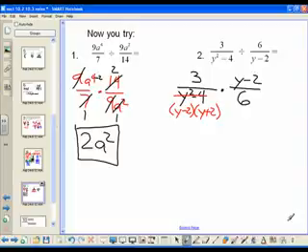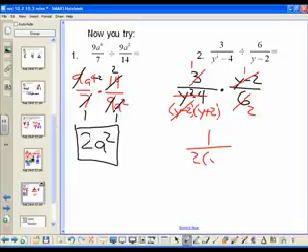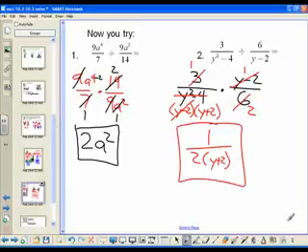So when we do our simplification, this cancels that one. 3 becomes a 1. 6 becomes a 2. Remember, that's a 1 also. I get 1 over 2. Like that.